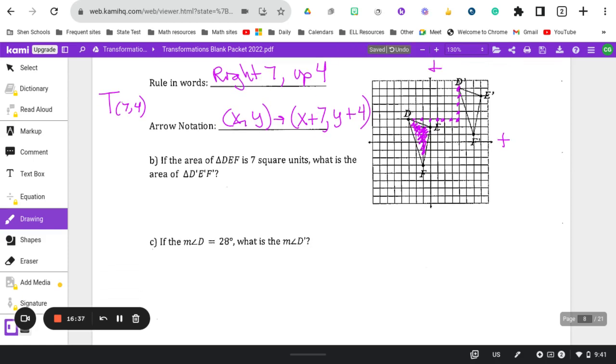Now, part B says the area of triangle DEF is 7 square units. What is the area of D prime, E prime, F prime? So the area of triangle D prime, E prime, F prime is also 7 units squared, because translations produce congruent figures.